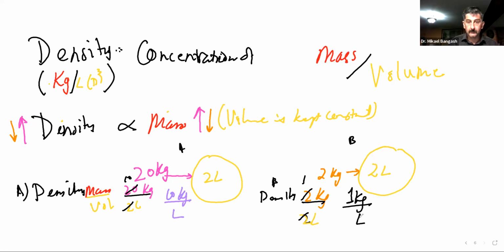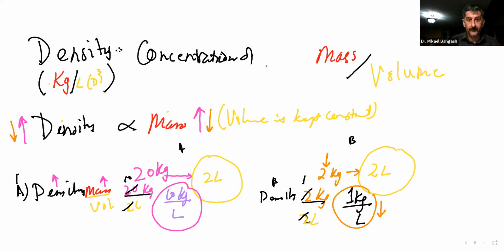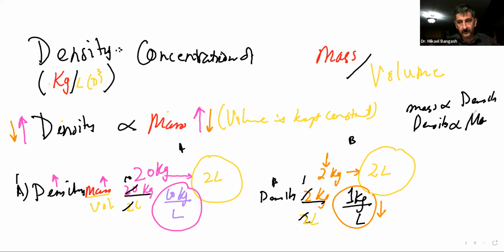But we can say that here in example A we had a greater mass, which gave us a greater density, compared to what we have over here, where since we have a lower mass, we end up with a lower density. So that's how the fact is established that mass is directly proportional to density, or it can be written the other way around. Density is directly proportional to mass. Because if one increases, the other increases. If one decreases, the other decreases.